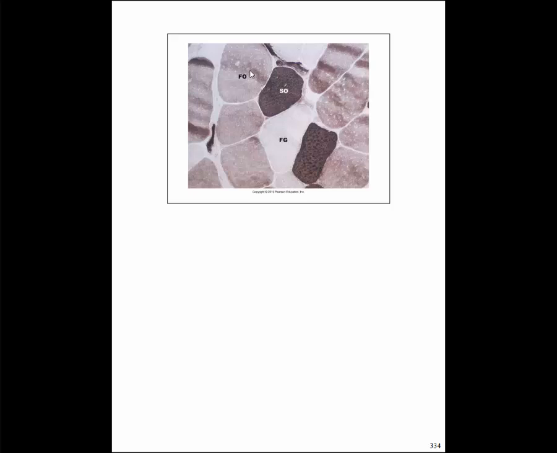This is the slow oxidative, the dark fibers I'm talking about here. So the ones in the middle, the SO. They have a slow myosin ATPase activity. They have a high myoglobin content, and myoglobin is a pigment in muscle that makes it dark in appearance, and it helps it store or carry extra oxygen.